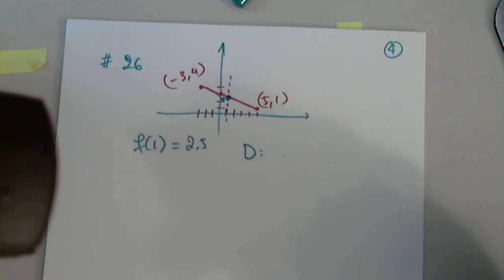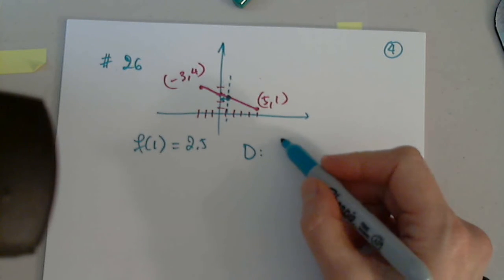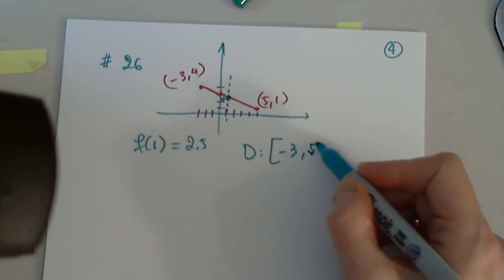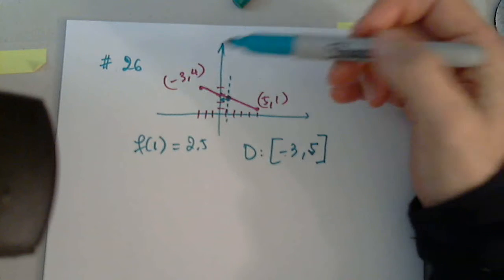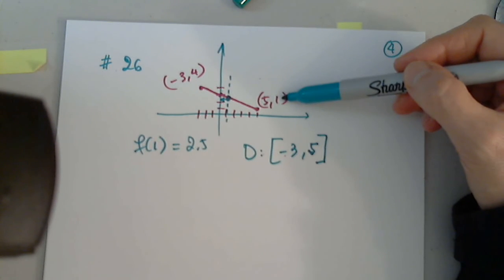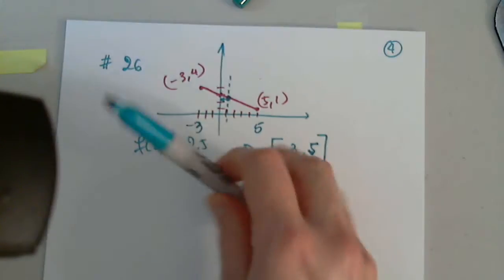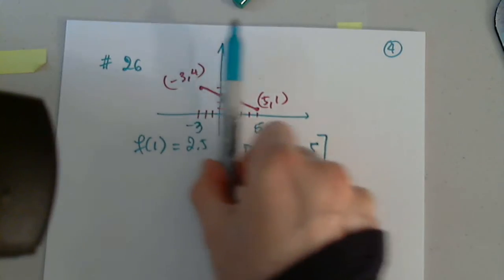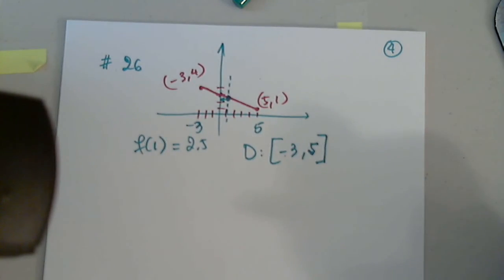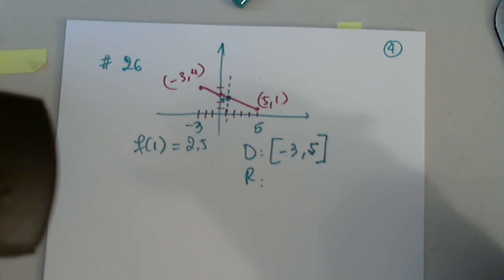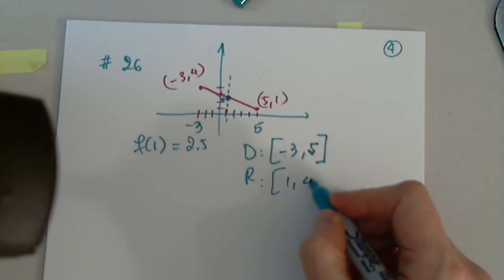Part B, the domain. Can anyone give us the domain? Would the domain be bracket -3, 1 bracket? We cannot read the x value from here and the y value from here. So it's between -3 and 5. The domain is measured on the x-axis from the leftmost point till the rightmost point. Can anyone give us the range of this function? Bracket 1, 4 bracket. Very good.